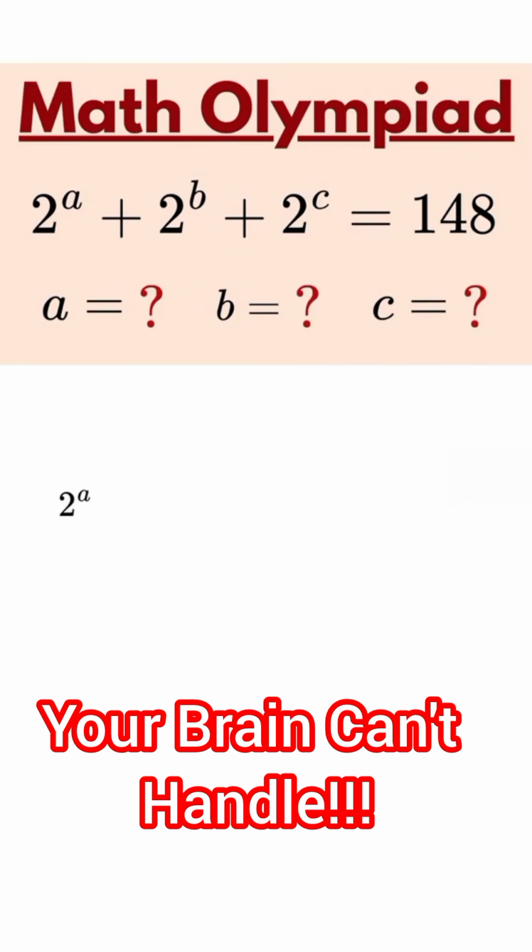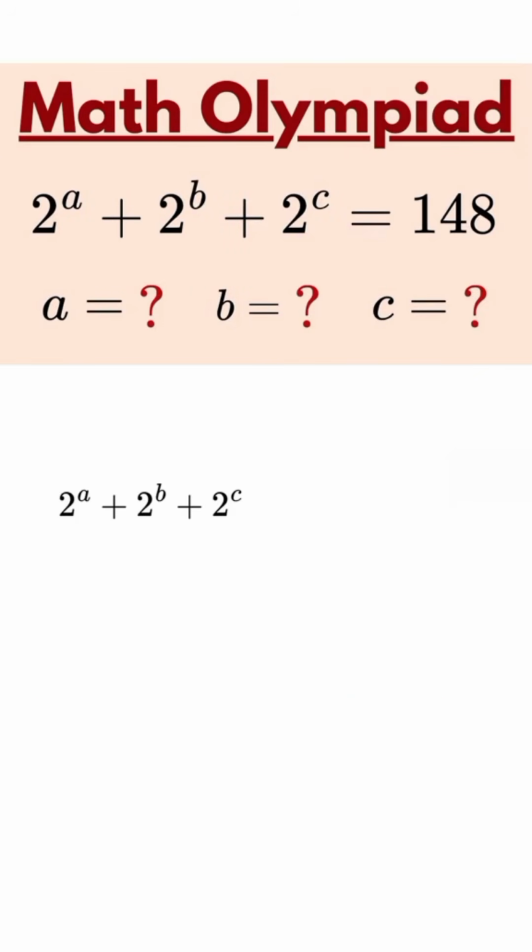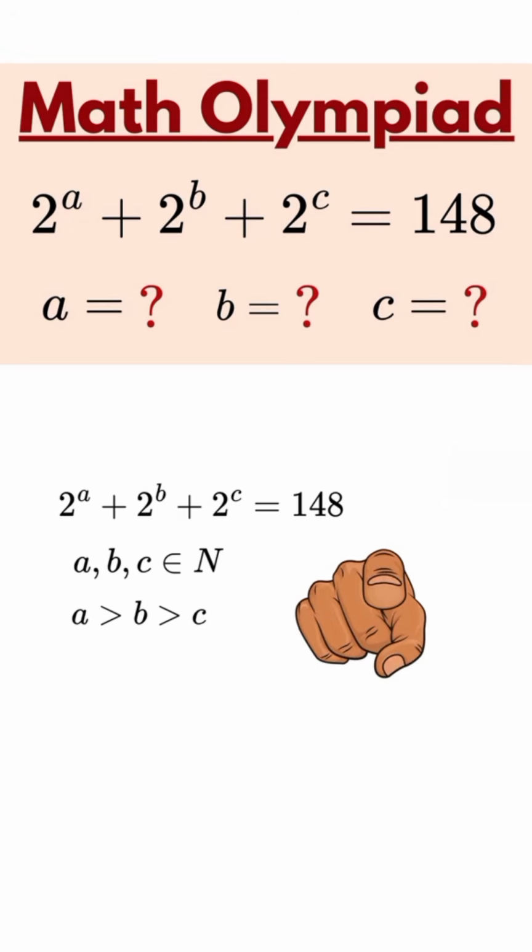2 to the power of A plus 2 to the power of B plus 2 to the power of C equals 148. Our goal is to find the values of A, B, and C, where each of them is a natural number, and A is greater than B, and both are greater than C. So, can you solve it?